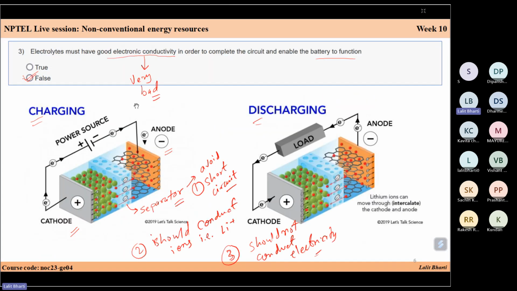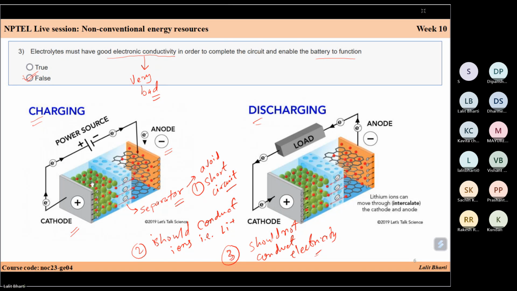Then you have the third question. It says electrolytes must have good electronic conductivity in order to complete the circuit and enable the battery to function. So let us understand what a separator is and what the use of a separator is. This is a typical battery. This is your cathode, or positive side. This is your anode, or negative side.